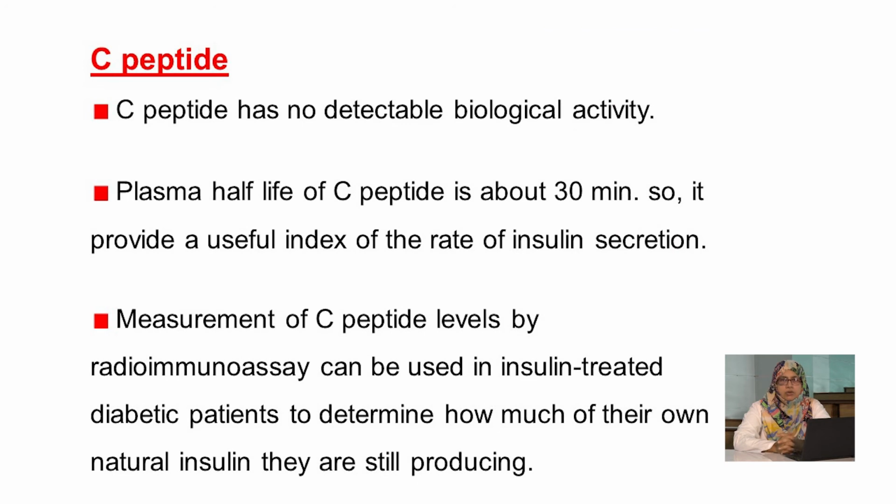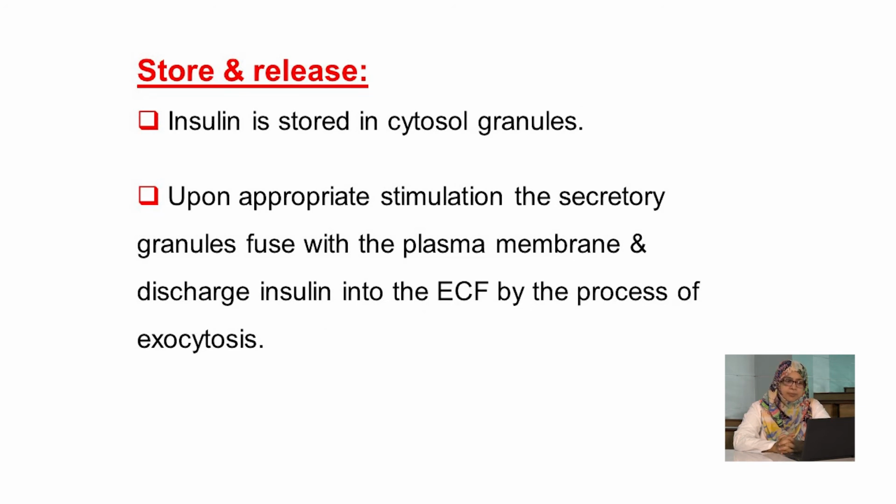Now we will discuss what C-peptide is. C-peptide has no detectable biological activity. The plasma half-life of C-peptide is about 30 minutes, so it provides a useful index of the rate of insulin secretion. Measurement of C-peptide levels by radioimmunoassay can be used in insulin-treated diabetic patients to determine how much insulin of his own the pancreas can produce. Store and release: insulin is stored in the cytosolic granules. Upon appropriate stimulation, the secretory granules fuse with the plasma membrane and discharge their insulin into the extracellular fluid by the process of exocytosis.